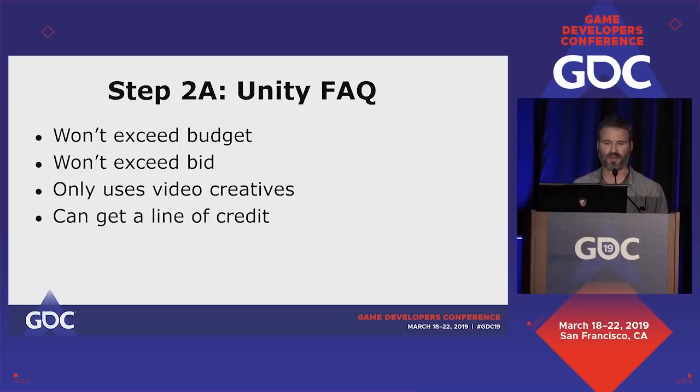It only uses video creative, so it's important to get as many of those generated as possible. I typically have 3 to 4 different video ads that I'm running on a per game basis, and they don't have to be wildly different, right? You don't need custom different video ads. You can do slight variations. And you can get a line of credit from Unity. They're really great to work with in that regard.